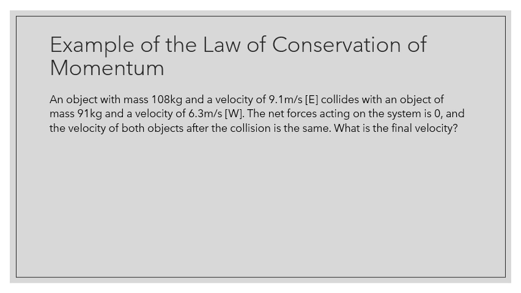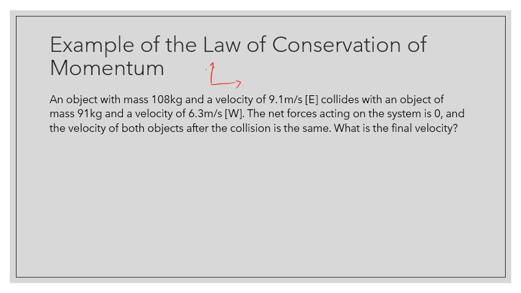Here's an example of the law of conservation of momentum. An object with a mass of 108 kilograms and velocity 9.1 meters per second east collides with an object of mass 91 kilograms and velocity 6.3 meters per second west. The net force acting on the system is zero, and the velocity of both objects after the collision is the same. What is their final velocity?